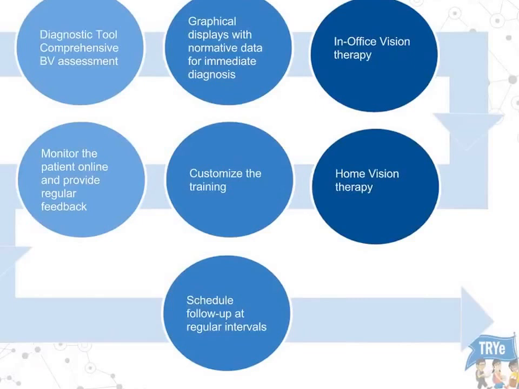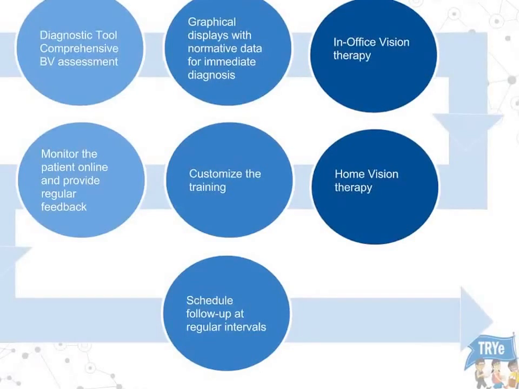Then if you want to put the patient on in-office vision therapy, you start immediately. Or if you want to give home vision therapy, at one click you send a short quick link of the software to the patient's computer and the patient starts home vision therapy. You can customize the training. So if the patient has got convergence insufficiency, you click convergence insufficiency and we will tell you what training needs to be given. So for all the 11 to 12 BV problems, we have customized the training.